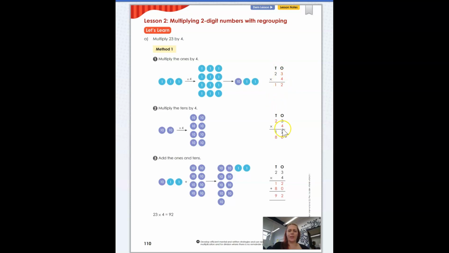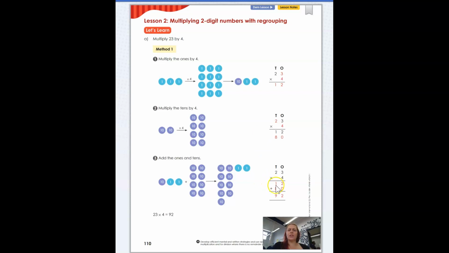Second step, we now need to do 4 times 2 tens. So over here are our 2 tens times 4, and it equals 4 sets of 2 tens. Can you see that? So that's 80. All right, so now you should, when you do this, have this kind of picture on your piece of paper.